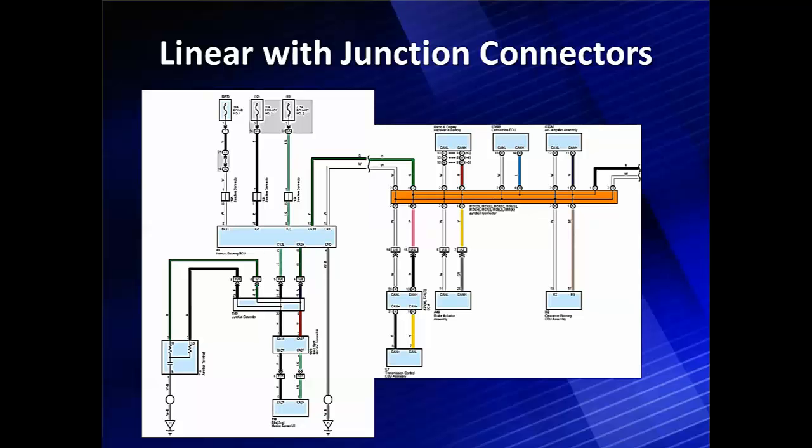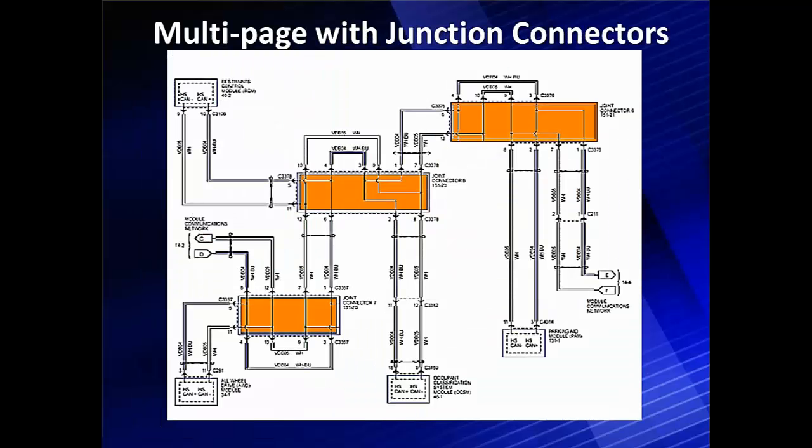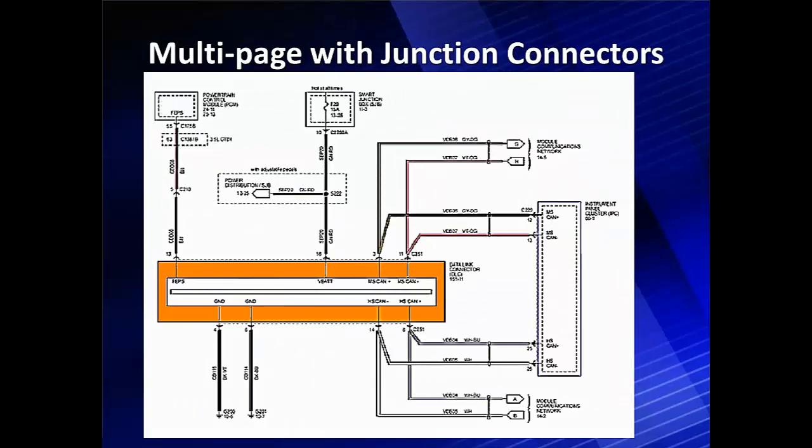with junction connectors. And sometimes we have multiple junction connectors. How do you effectively use these for diagnosis? What are the signals going to look like when you disconnect them? Because that all changes. Here's a modified junction multi-page with CAN B.